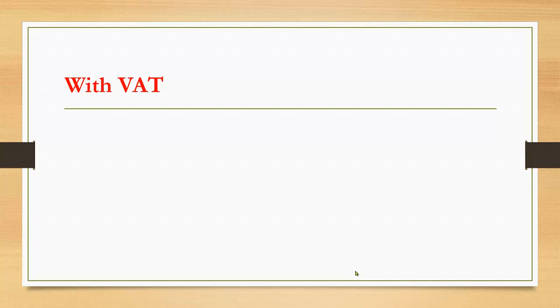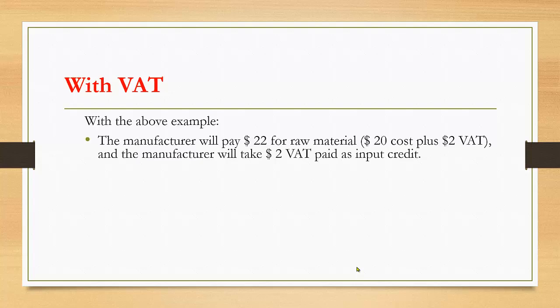Let's have a look at the same situation under a VAT situation. VAT tax, with the above example, let's say the manufacturer will pay $22 for raw material. The cost of the product is 20, but the manufacturer has to pay tax. When the manufacturer will purchase something, a raw material, the manufacturer will have to pay tax. So the tax rate is 10%. So the $20 which the manufacturer will spend on a raw material, the manufacturer will pay $2 VAT, at the time of purchasing the raw material.